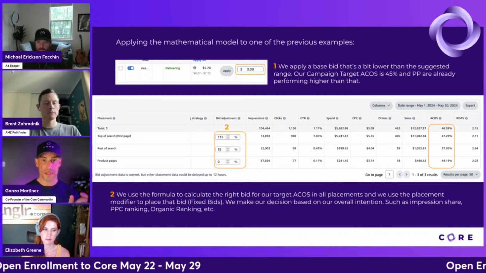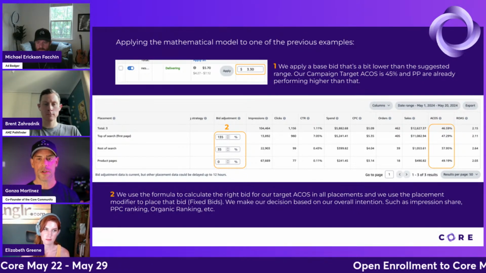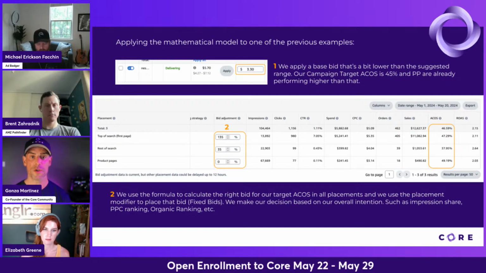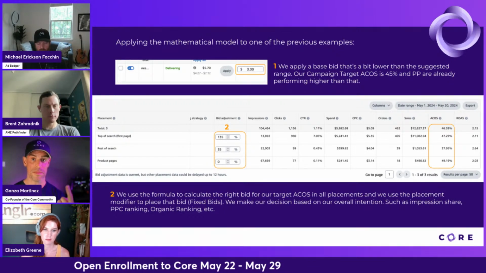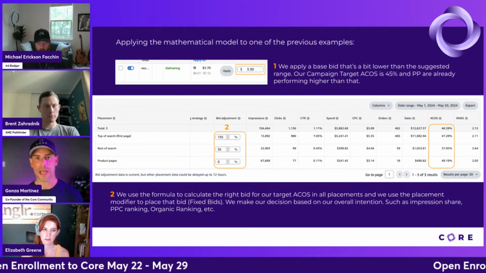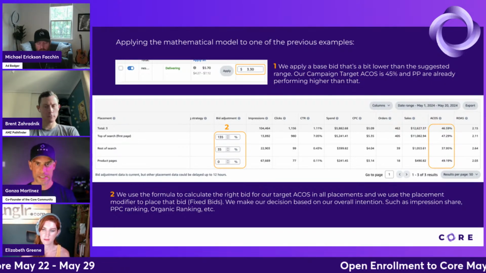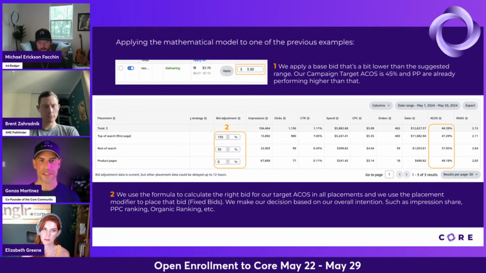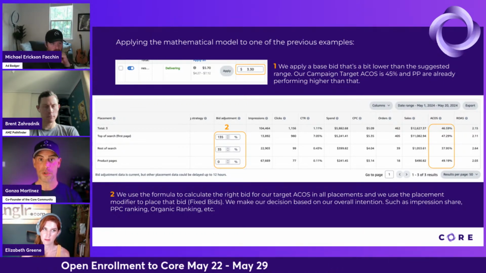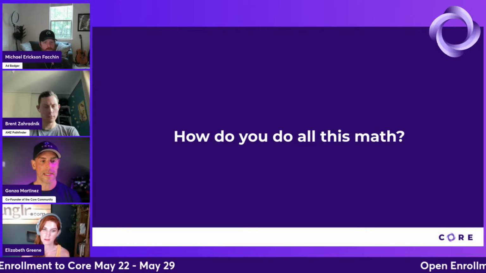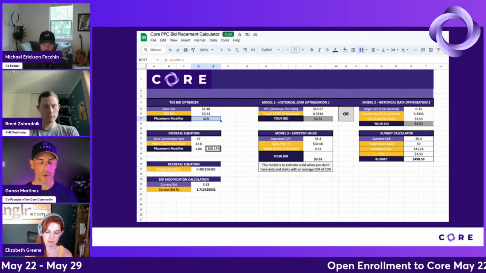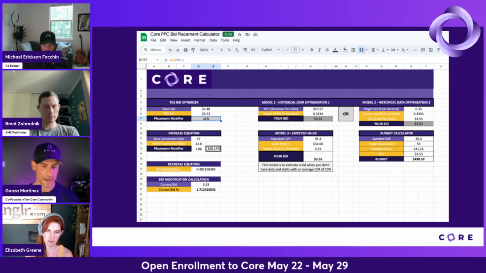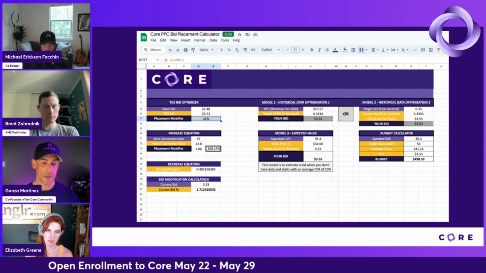And we do it with intention, basing our decision on, do we want to dominate this keyword? Do we want to be ranked number 1 in impression share? Do we want to hold PPC number 1 rank? Do we want to rank organically? So the level of aggressiveness and what you're going for with each placement needs to be decided according to what you want to do with the product. And how do we do this math? Well, at Core, we have a multiplier or calculating file, which we will share with you guys at the end of the call.